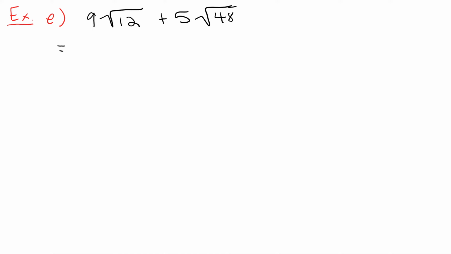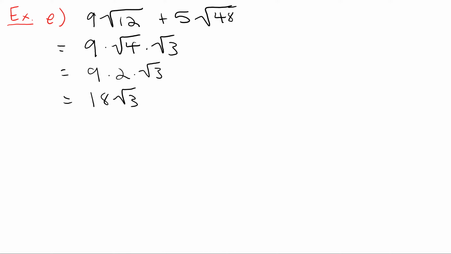So we're looking at 12 and we want to see what factors of 12 are perfect squares. We know that 4 times 3 is equal to 12, and that 4 is a perfect square because it is 2 squared. So we're going to use that. So root 4 times 9 times root 3 is the simplification so far. And then we're going to do 9 times 2 times root 3, because we evaluated root 4. And we're going to get 18 root 3 for this part, and we're going to put some brackets around it so we don't get it confused with the next part.